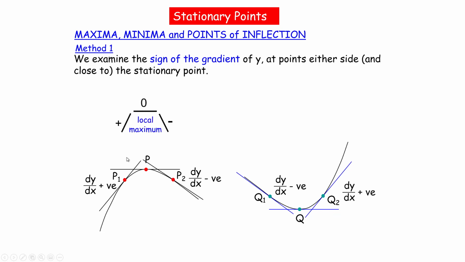So this is a little aide-memoire, something to help us remember. At a maximum point, the gradient is changing from positive to negative, and at a minimum point it's changing from negative to positive. So hit pause, make a sketch, make some notes. When you're ready, hit play again.